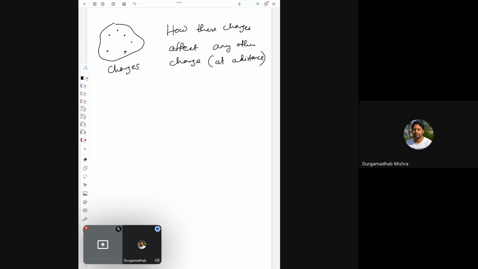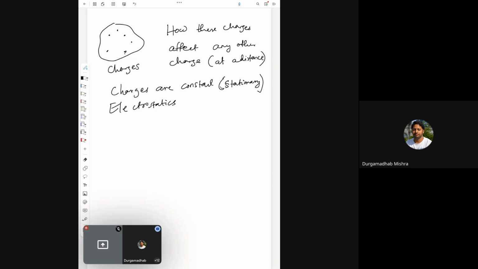Now, to understand this, we will go stepwise. First, let's see what happens when charges are constant. So the charges we are talking about are stationary. How will that affect any other charges, for example? This is what we call electrostatics. This is the first thing we will deal with in today's class.